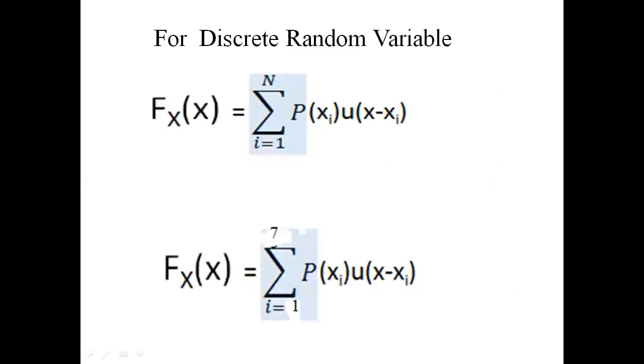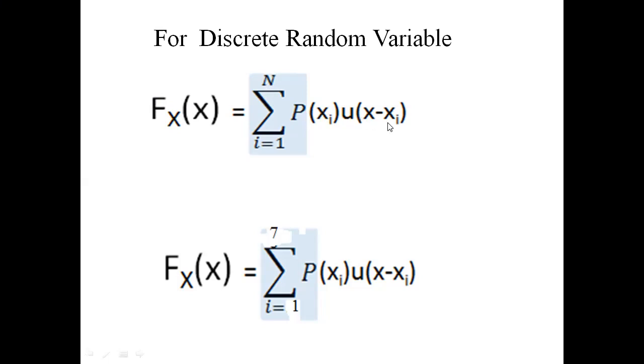Actually, this belongs to a discrete random variable. If you are taking the discrete random variable, the distribution function is also known as the cumulative distribution function. Cumulative means we are adding the previous probabilities also. So that's why the formula for the distribution function is capital Fx of x equal to summation i equal to 1 to n, p of xi u of x minus xi.